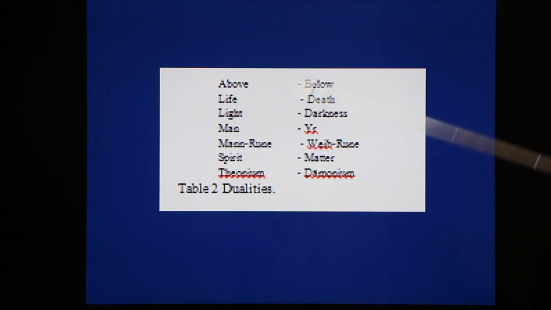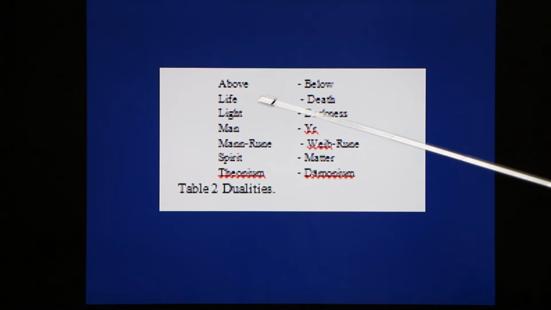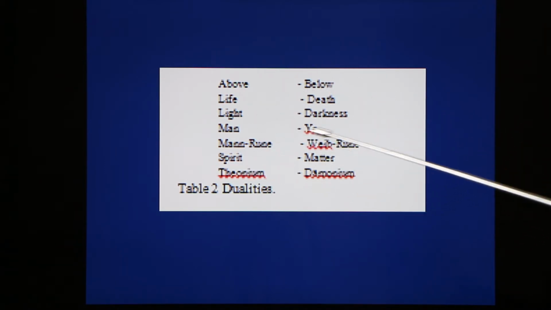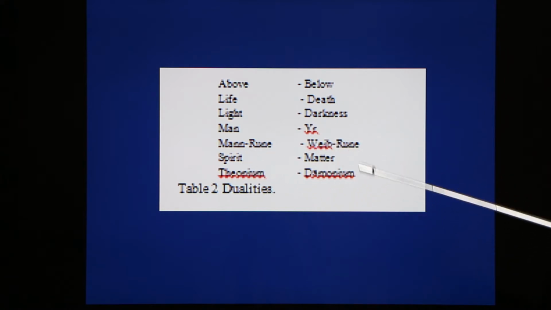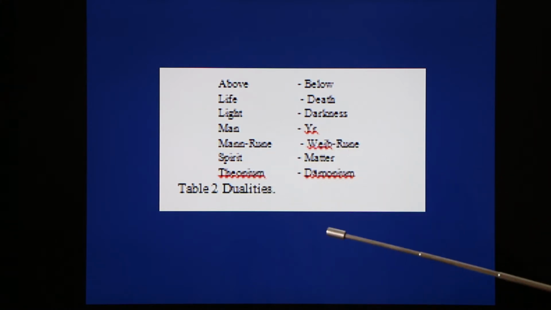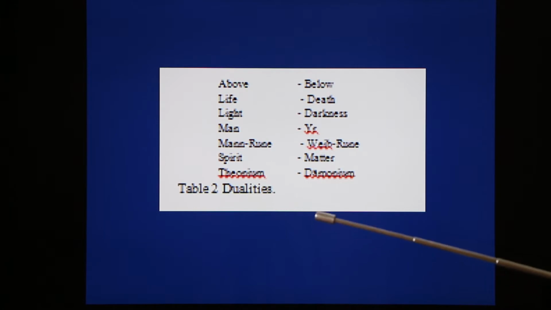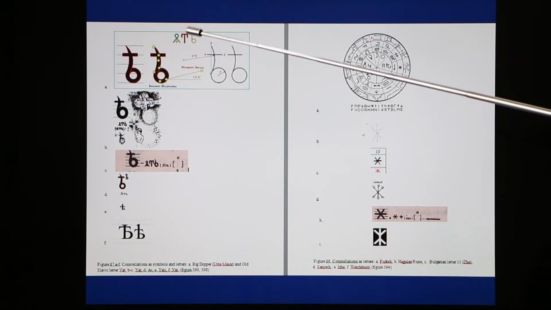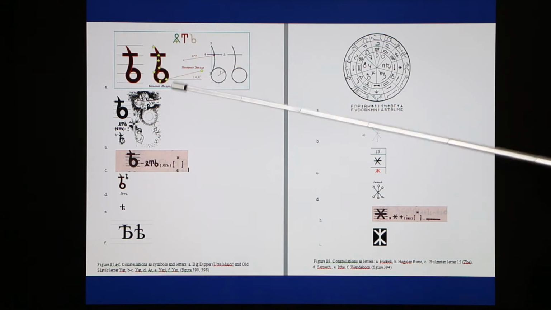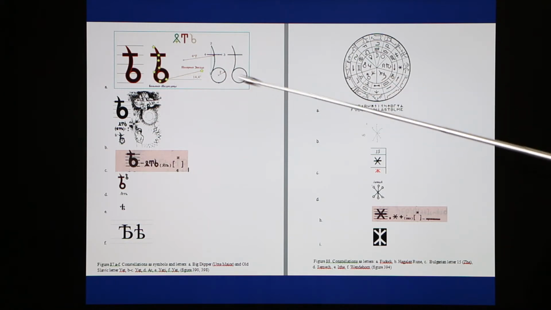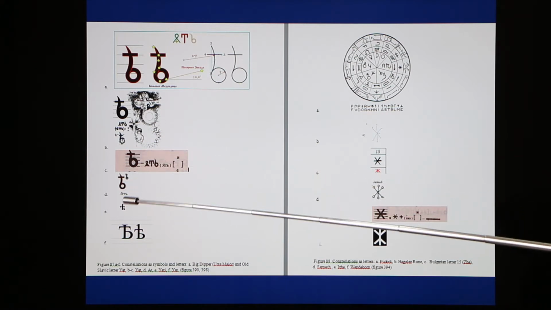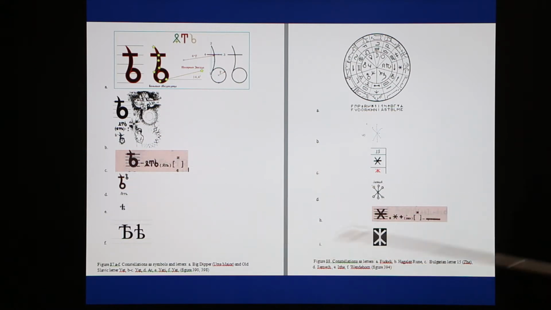So we have contrast then between above and below, life and death, light and darkness, man rune and vipe rune, spirit and matter, theanism and demonism. Or I take this symbol, I align it with the Big Dipper, and I create this, and then that links with a mudra, and then I link with that, and it becomes that, and it becomes that.